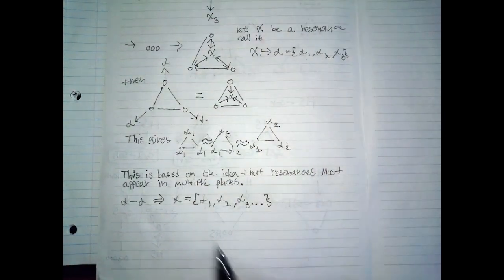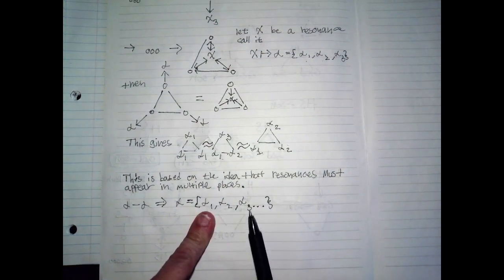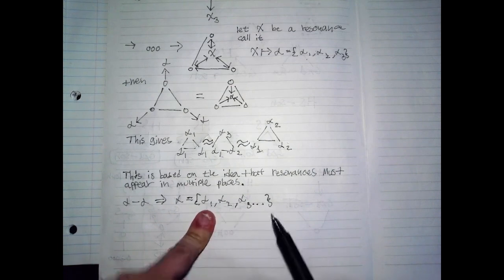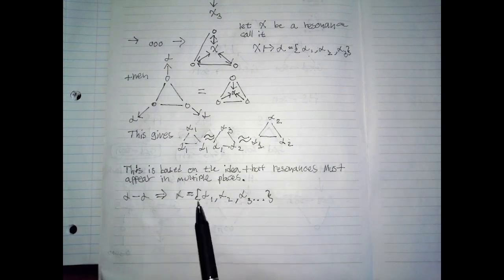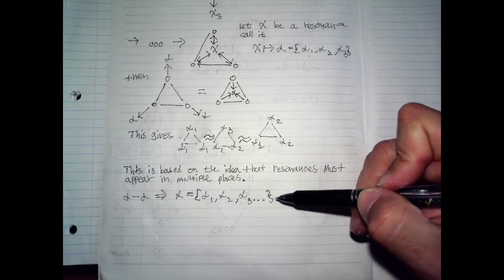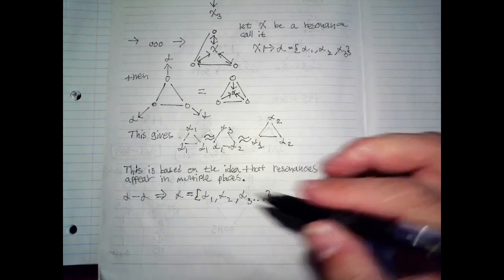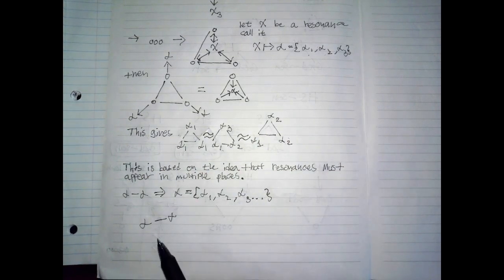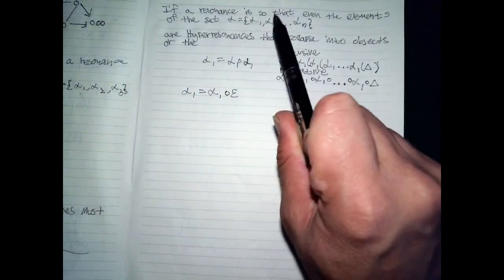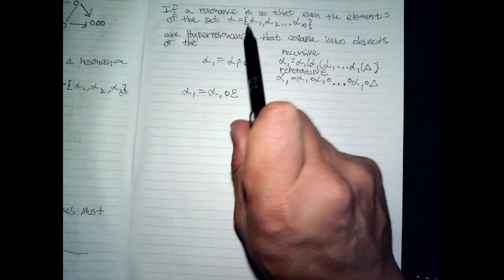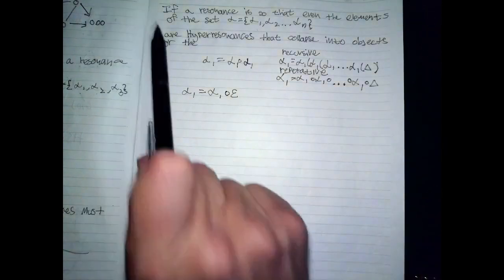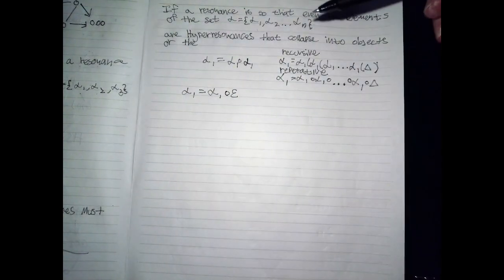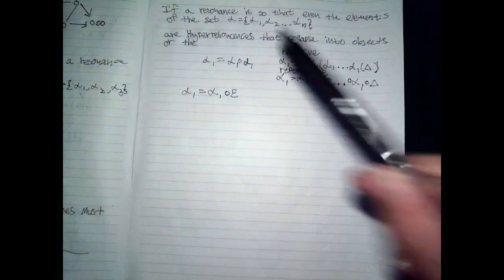But in this set, alpha 1 may actually be exactly equal to, say, alpha sub n. Now, this set must have some properties to it. And so those properties are based on relations of what you might call resonant forms. If a resonance is so that the elements of the set A equals A sub 1 through A sub n are hyperresonances, then I'm going to define the collapse into objects in a few different ways that might be possible.